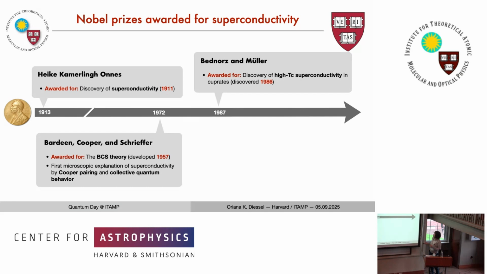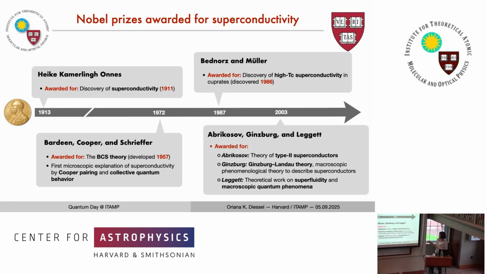And then there was another one, 2003, awarded to Ginzburg and Leggett for different things, including the theory for these type 2 superconductors, so the vortices, the Ginzburg-Landau theory, which is in contrast to the BCS theory a macroscopic phenomenological theory for superconductors, and also some related theoretical work in superfluidity and some microscopic quantum phenomena.